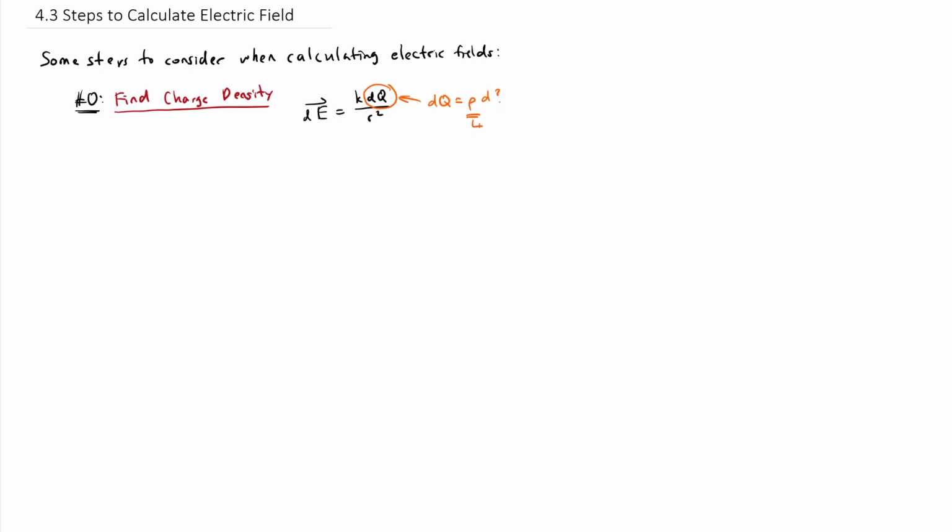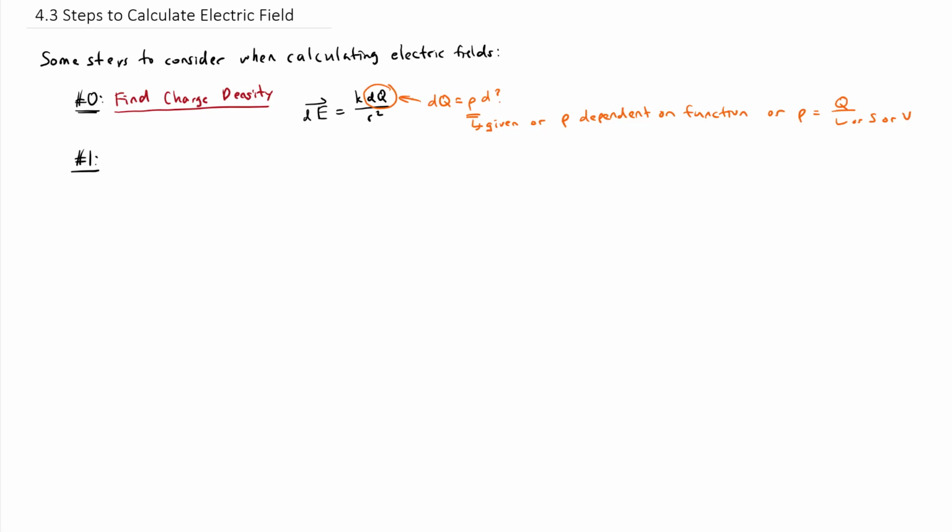So either it's going to be given to you, or rho is going to be dependent on some sort of function, or rho is some sort of total charge divided by your length, or total surface area, or total volume. So of course, if rho is already given to you, then you don't really have to consider step 0. You can move on to step number 1.